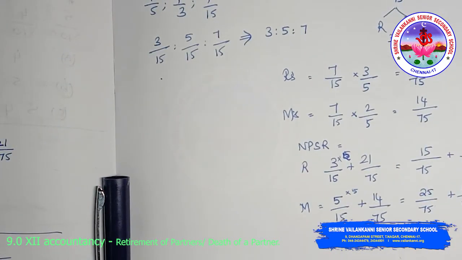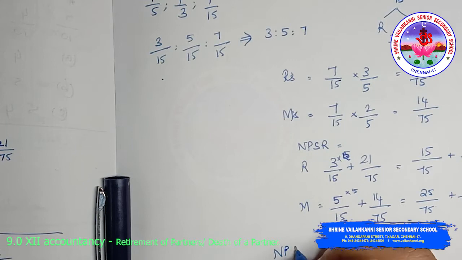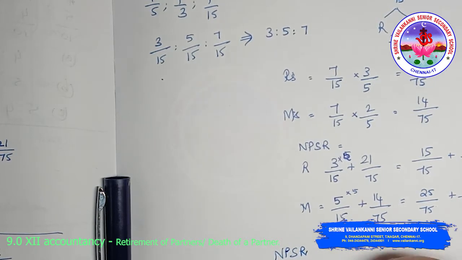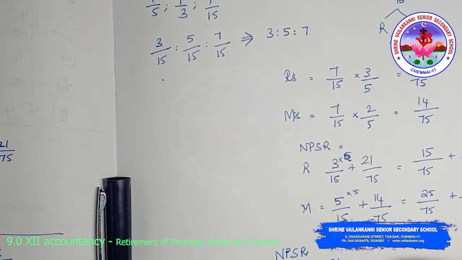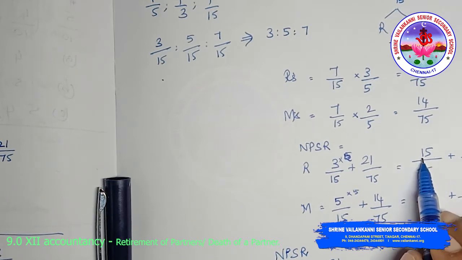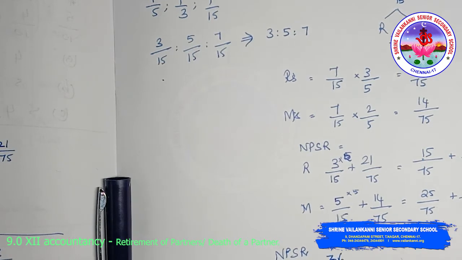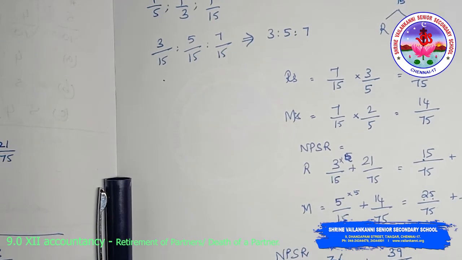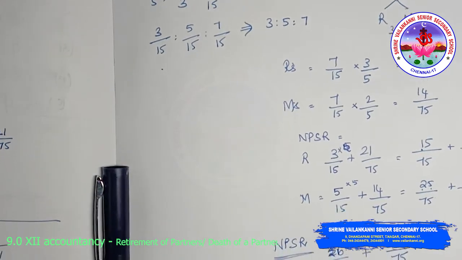Okay, so now what is the new ratio? New profit sharing ratio will be, 15 plus 21, that is 36 by 75, and 25 plus 14, which is 39 by 75. This can be written as 12 is to 13. Okay, so this ratio 12 is to 13. Answer. So we would have got this answer.